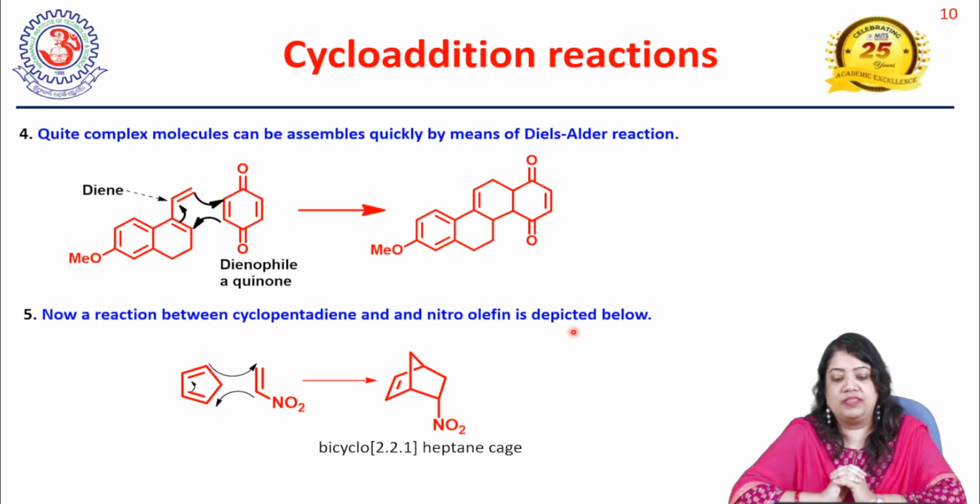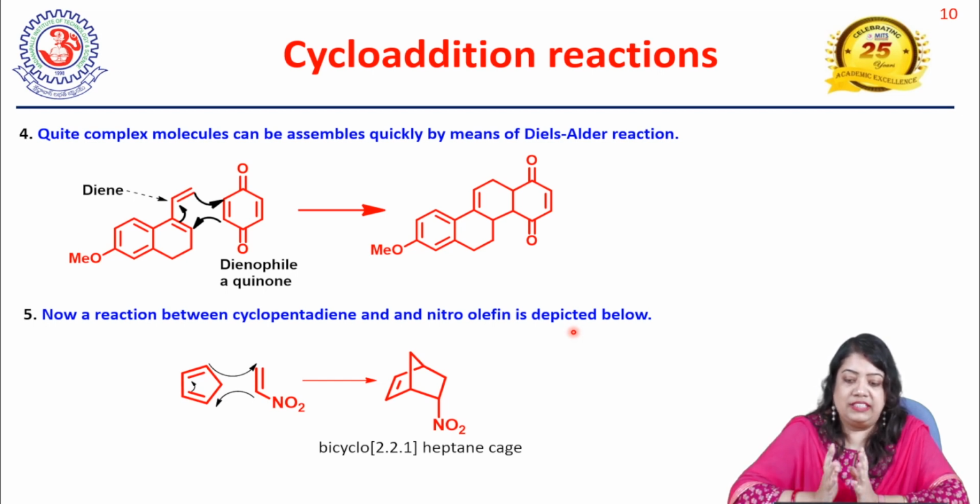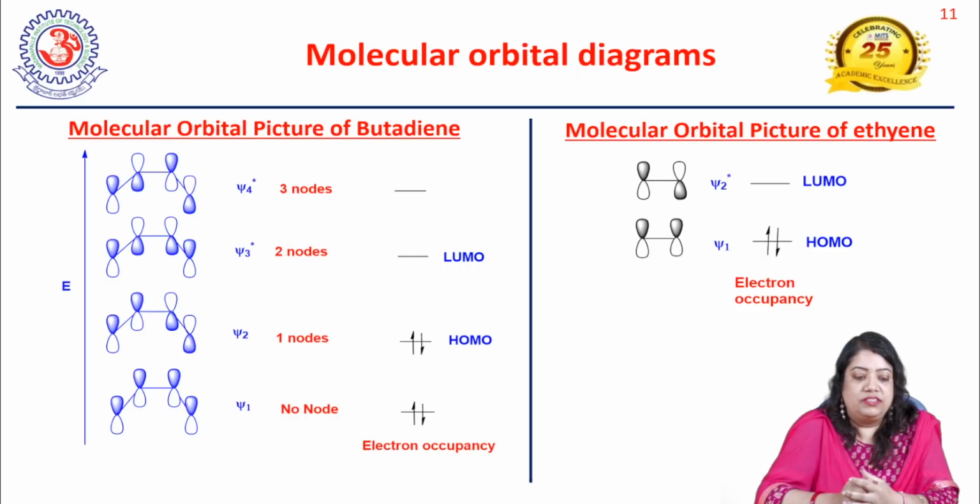So now we can understand how important the Diels-Alder reaction is. Such complicated molecular frameworks can be synthesized in a single step by using this 4+2 thermal cycloaddition reaction. So now I am going to discuss the molecular orbital interactions present in this cycloaddition reaction.